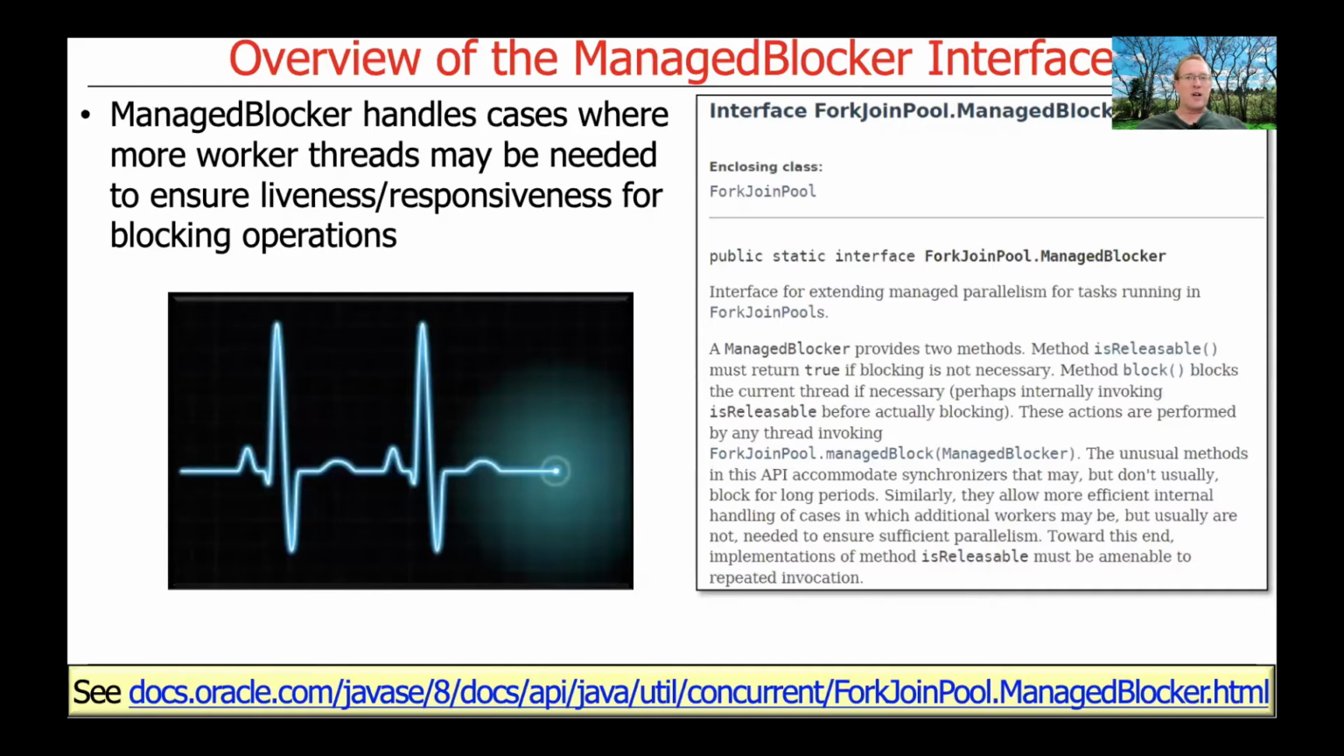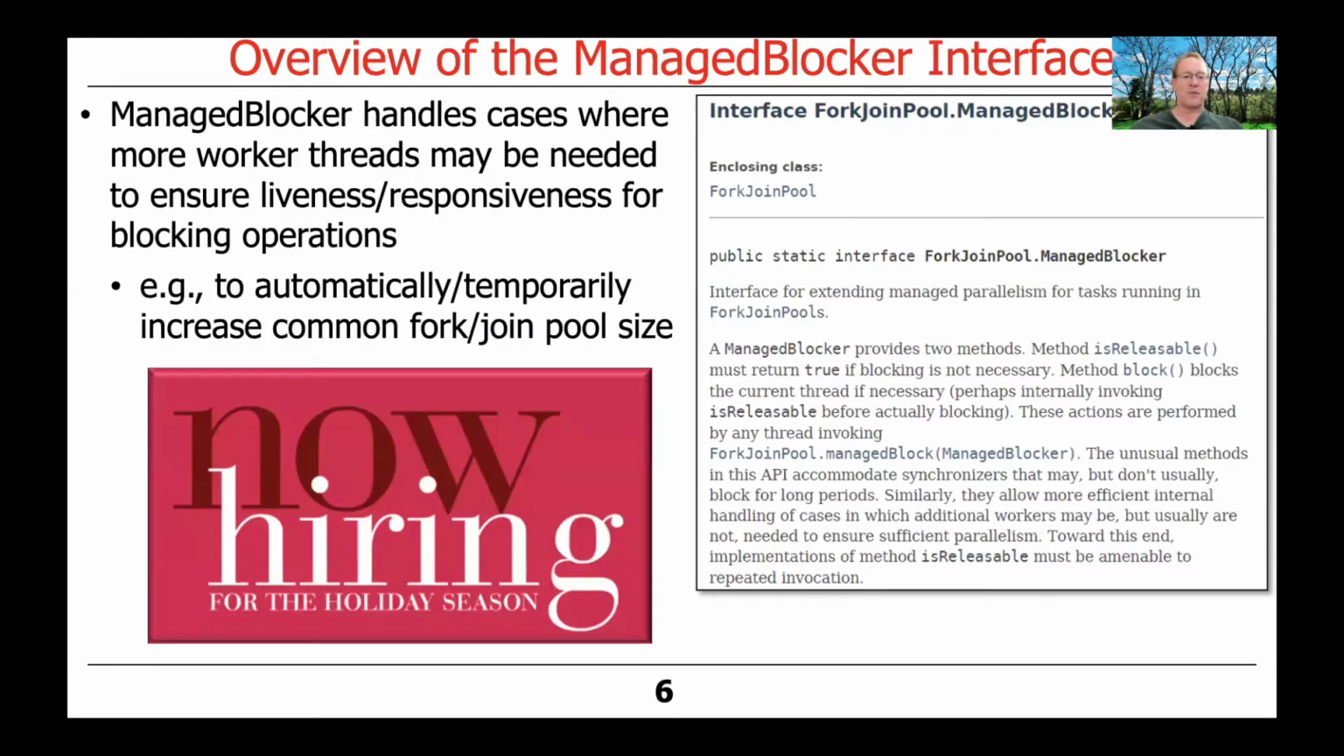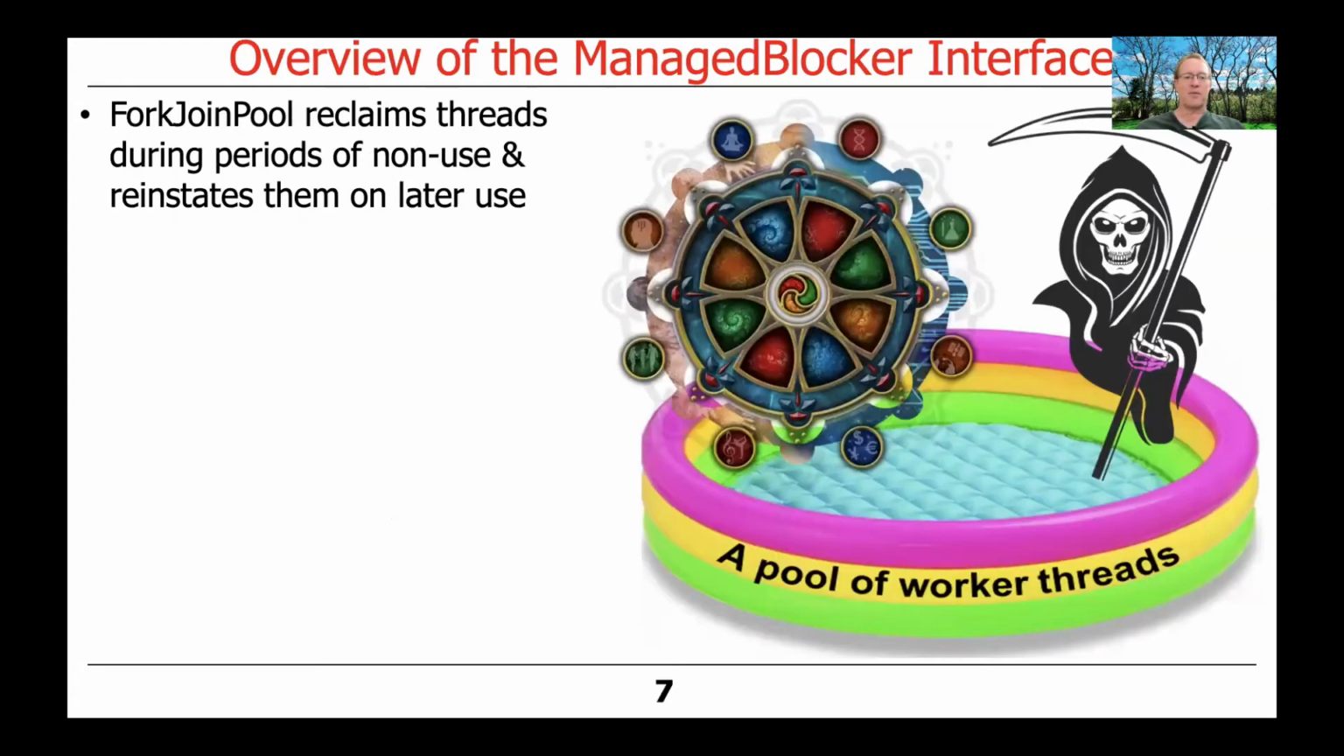So what we can do here is use this ManagedBlocker interface to handle cases where additional worker threads are needed in order to ensure liveness, responsiveness, and improve scalability and so on when operations block. We don't want things to flatline and have performance go down the tubes whenever blocking occurs. And the way this works, as we've outlined earlier, but now we'll go into in more detail, is the ManagedBlocker works in conjunction with the underlying common fork join pool implementation to automatically and temporarily increase the size of the common fork join pool.